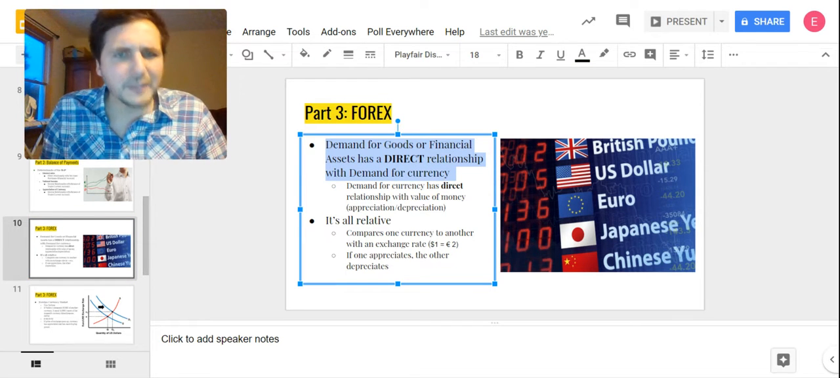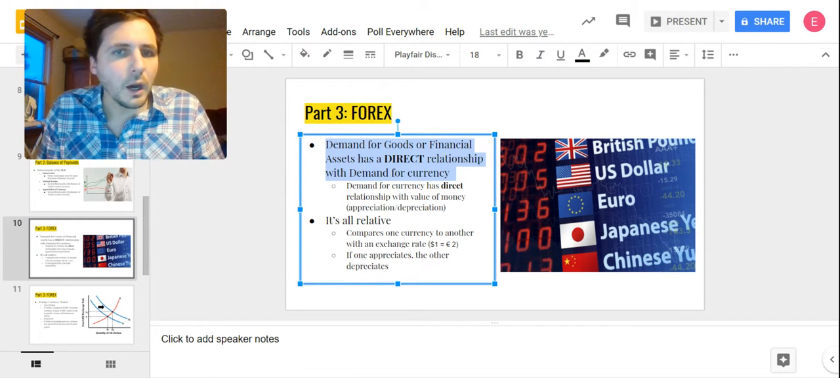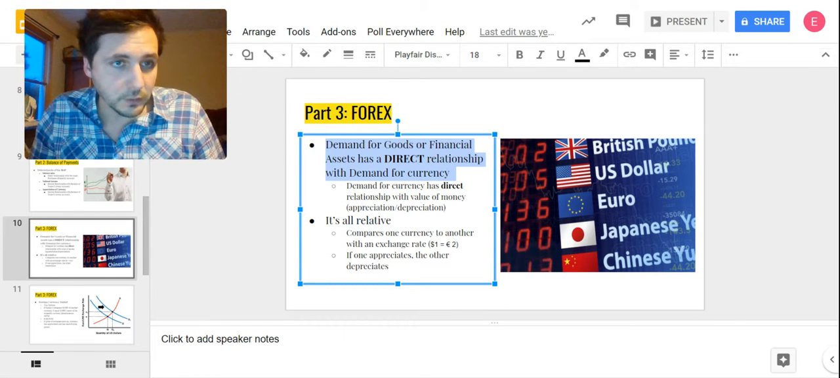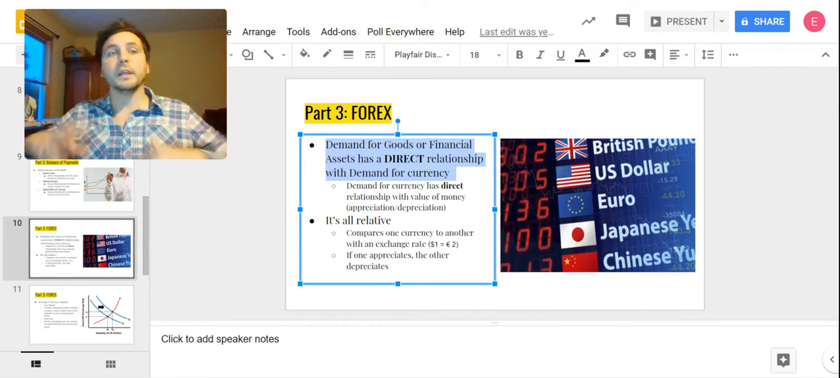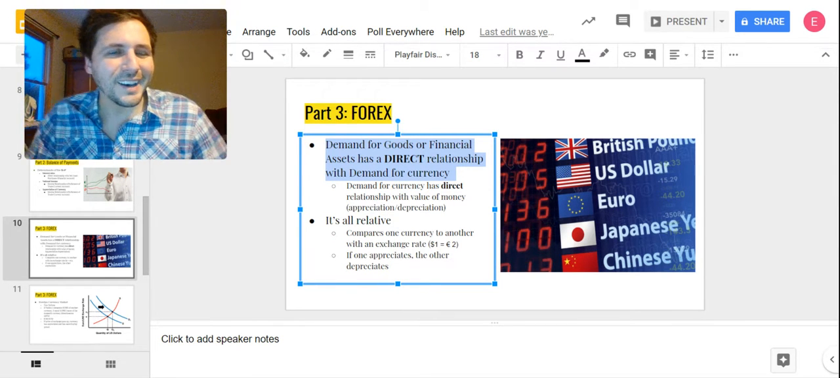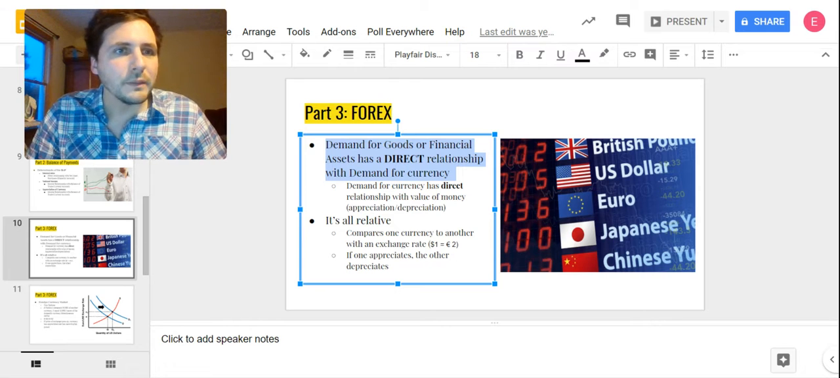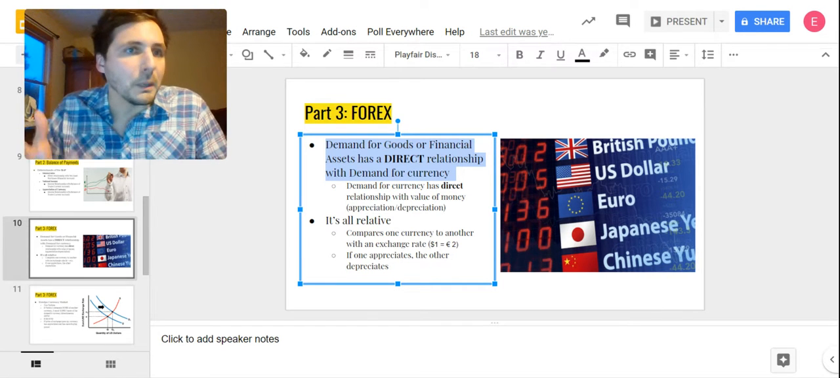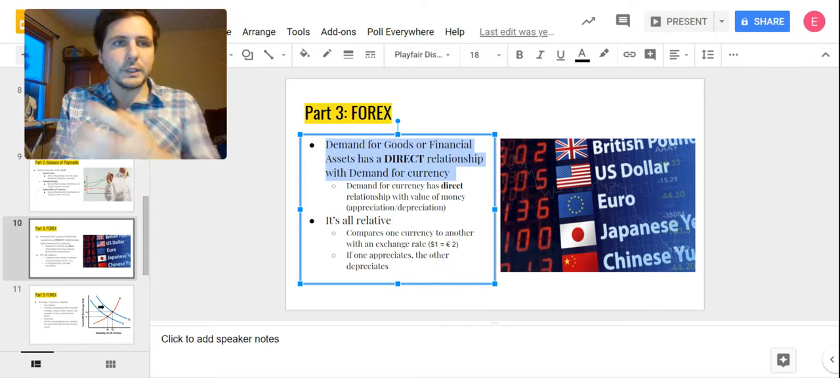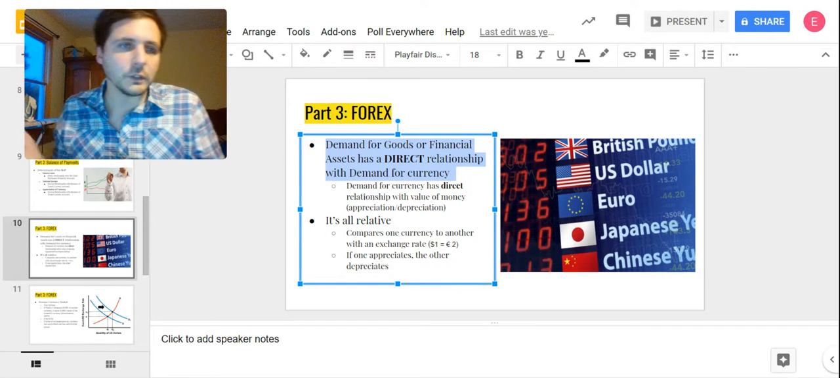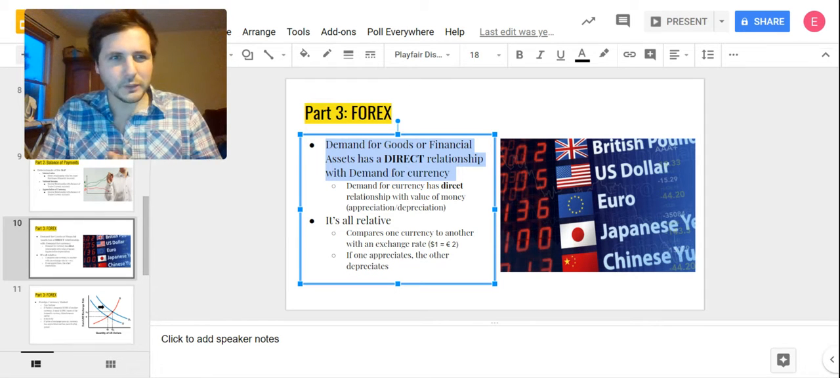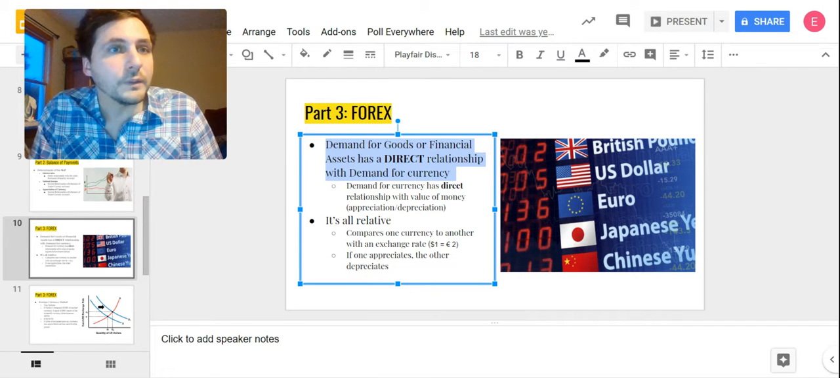Remember that the demand for goods or financial assets has a direct relationship with the demand for that currency. For example, if another nation demands more American cheese, because we use that example in class, then in order to get that cheese, they're going to have to demand more American dollars, right? They have to provide their currency and get American dollar currency so they can buy the American product. Even though that transaction doesn't happen tangibly every time, it does happen, right?